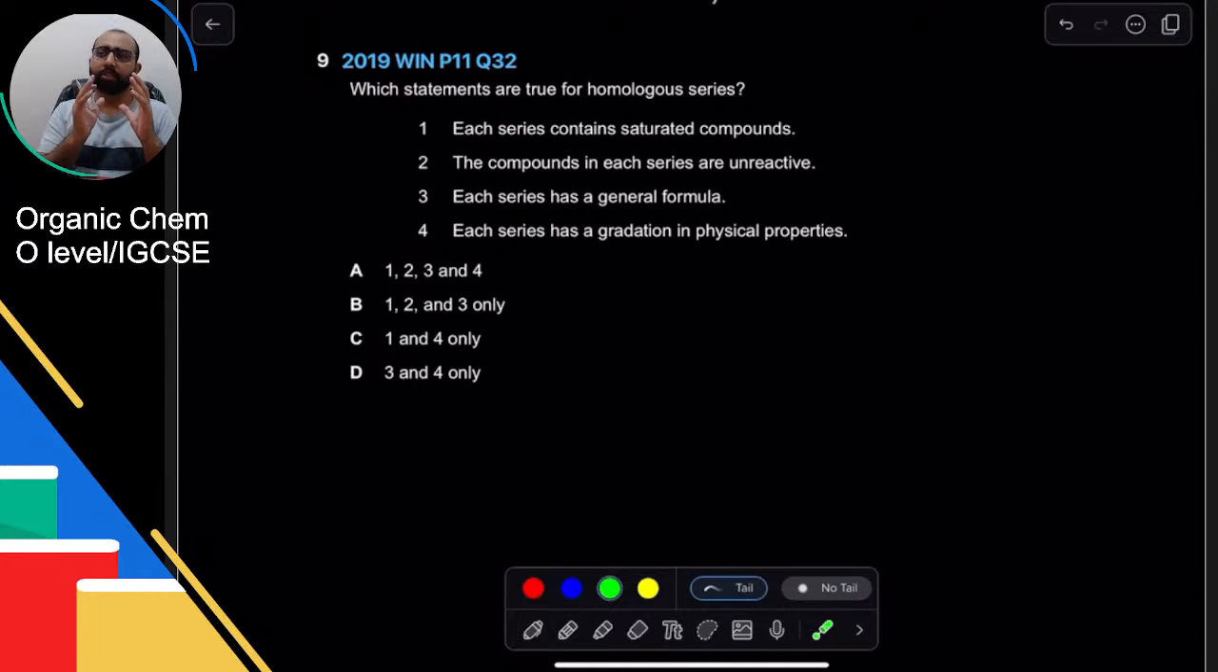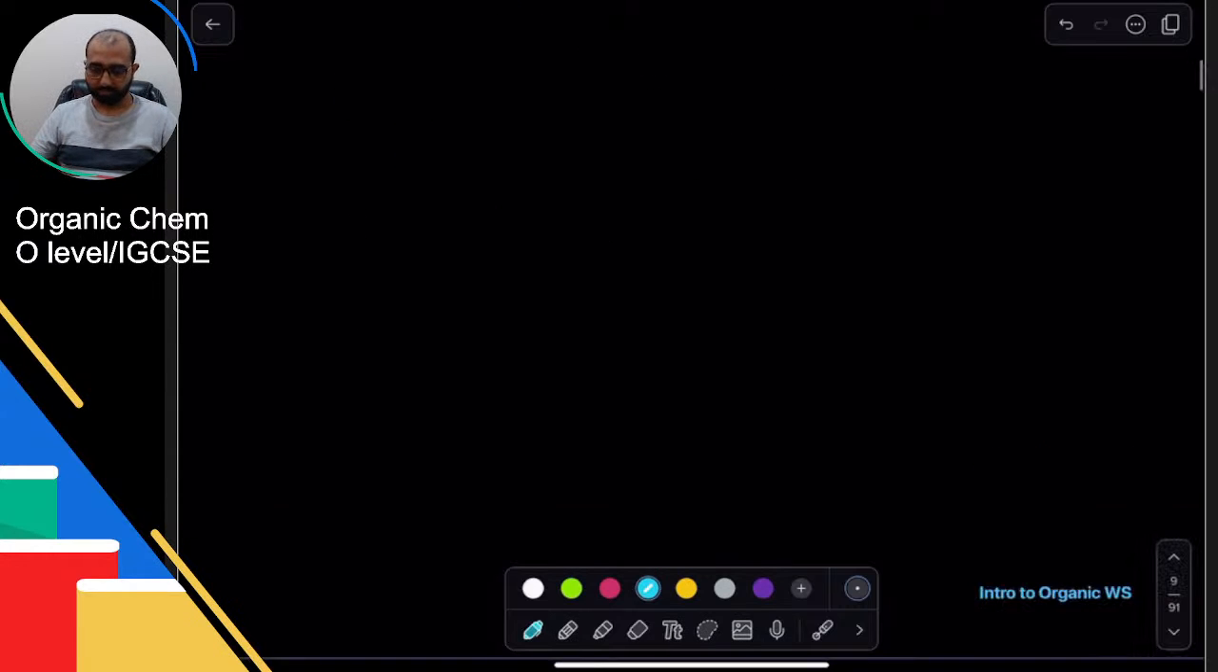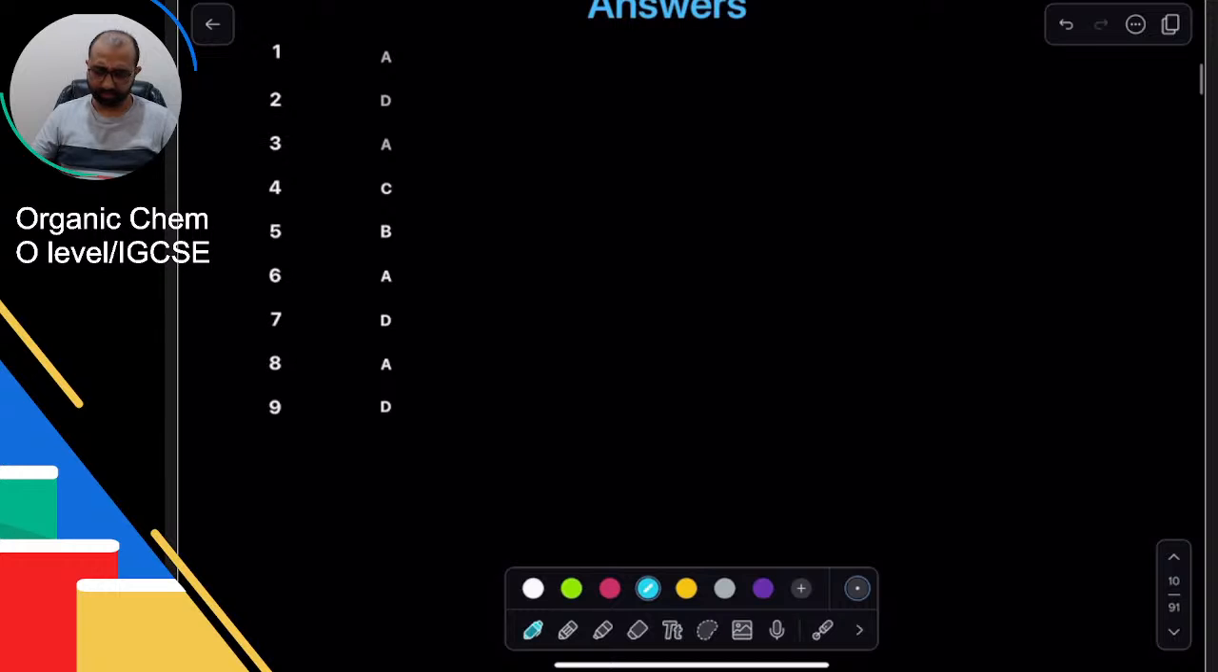Yep. If small molecules have low melting point, the bigger ones will have higher, and that is the trend that will continue. So that means this one is correct, this one is correct. So the option is 3 and 4. Okay, so these are the answers. You can confirm them later if you feel like. I will share the worksheet with you.